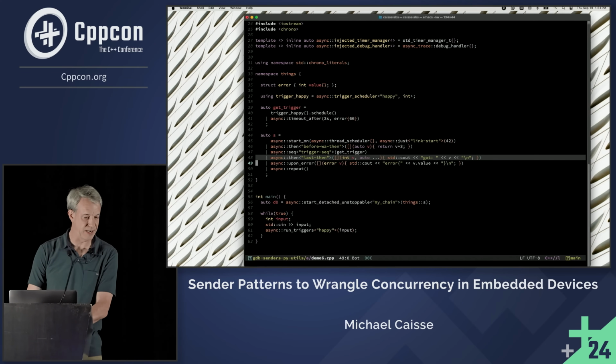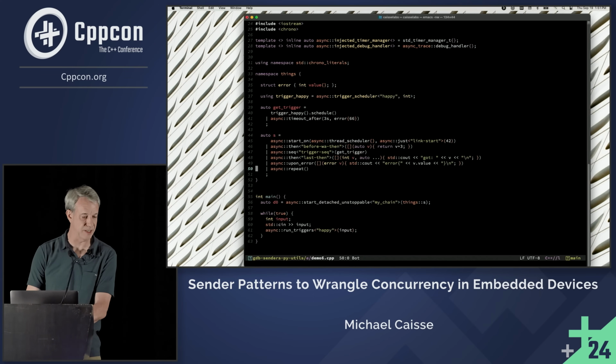And then a sequence of get trigger. Here's the when, or a then. It's going to say got the value if it's on the value channel. And if it's on an error, it's going to say we got an error, and what the value is. And then it's going to repeat.